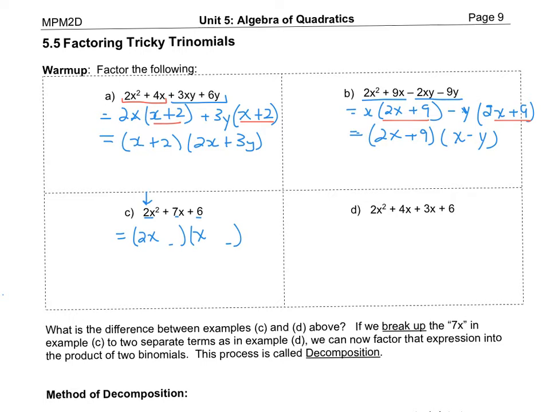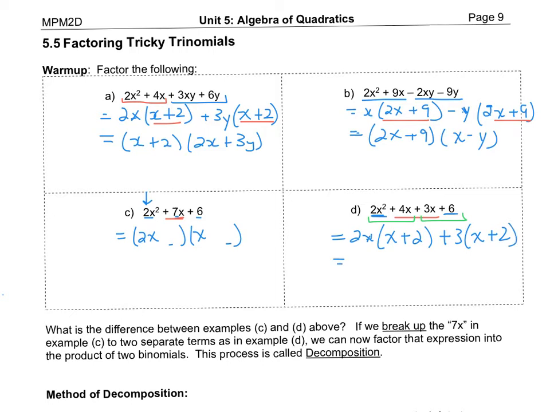Part D is very similar to part C, because I have a 2x squared and I have a plus 6. But the center part is plus 4x and plus 3x, which is equivalent to the plus 7x. So this has already been broken down into 4 terms. If I pair the first 2 up, I have a common factor of 2x. So 2x, and that leaves me with an x plus 2 when I divide those. And the other pair has 3 in common, leaving me with an x plus 2.